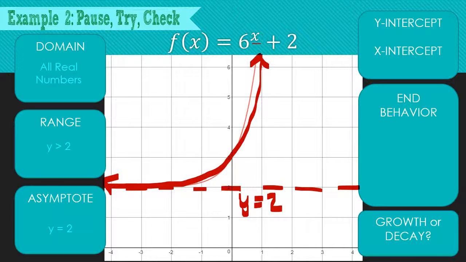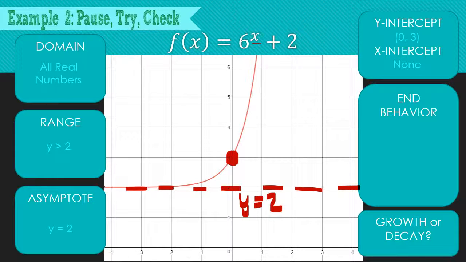So my asymptote we just said was y equals 2. My y-intercept, where my function crosses the y-axis, is at (0, 3). As for my x-intercept, notice it doesn't cross the x-axis at all, so there are no x-intercepts. There will sometimes be an x-intercept. In both examples today we didn't have a situation where it had one, but sometimes it may. And then as we describe our end behavior, I'm going to erase that highlight so I can go over that again.